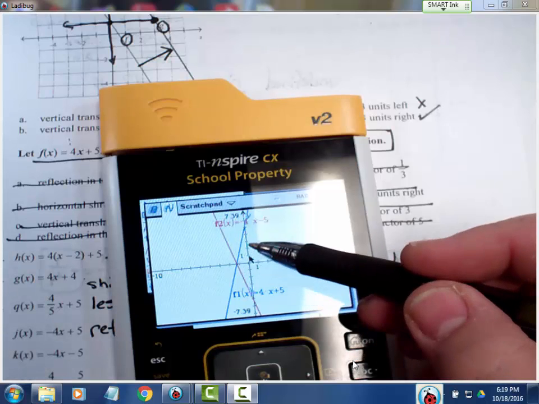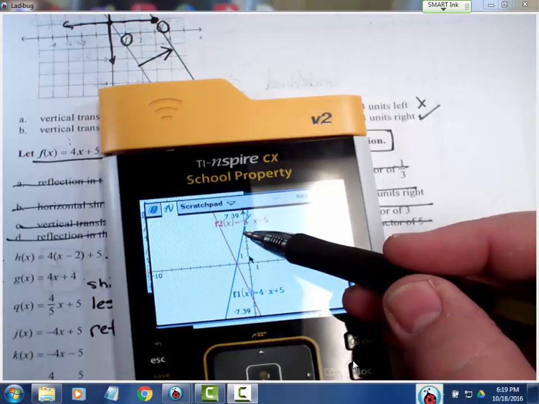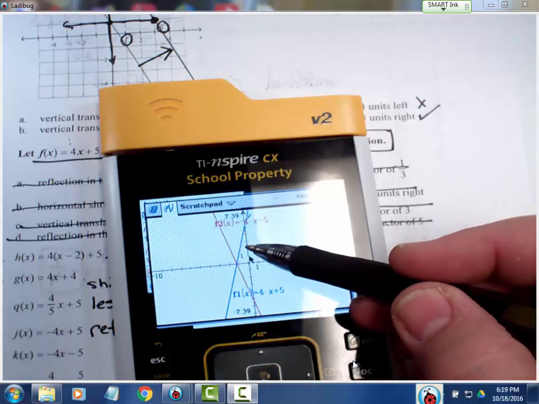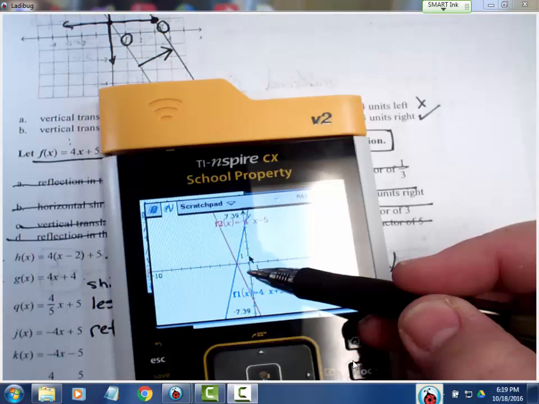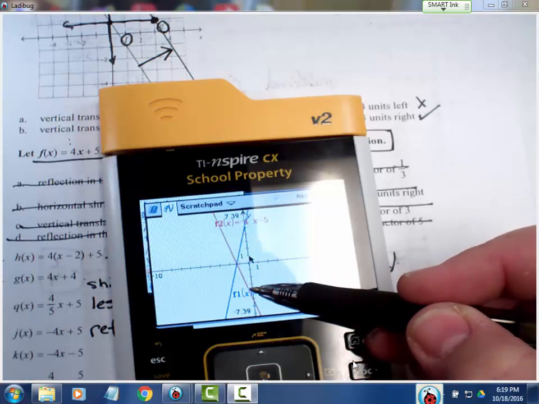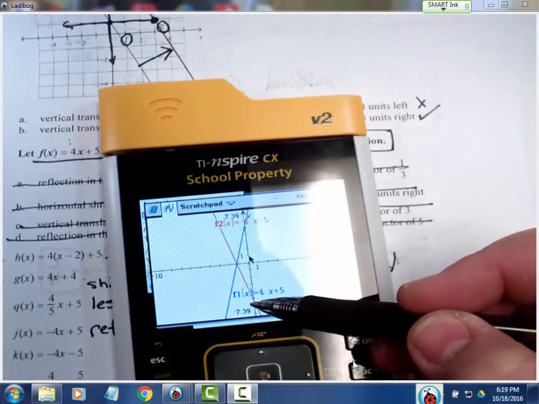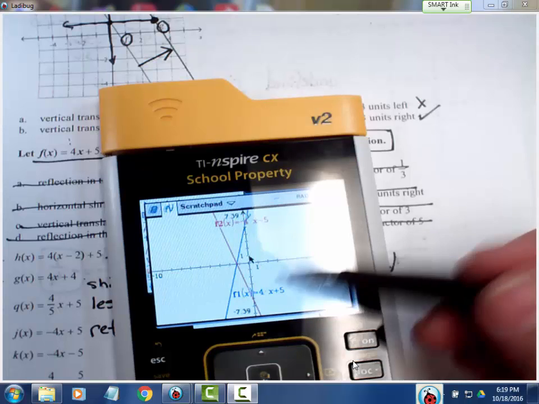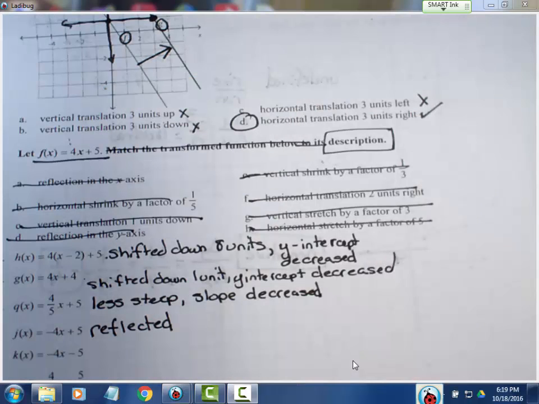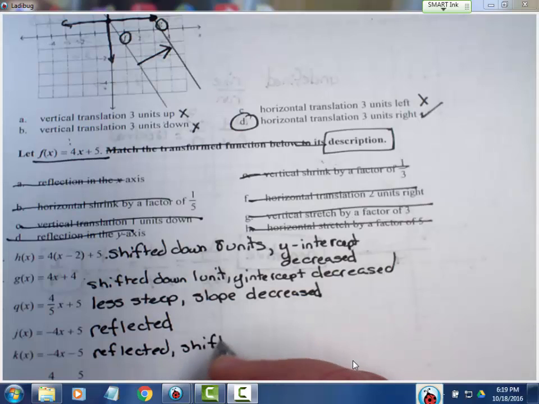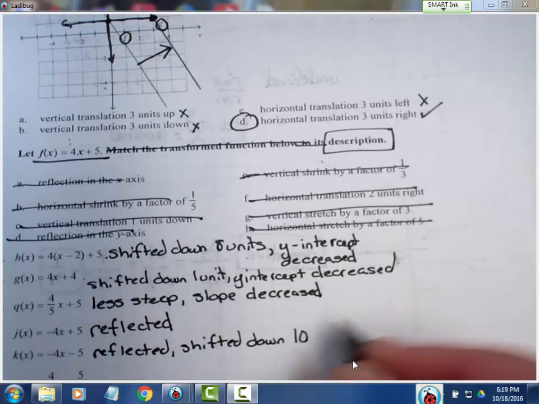Let's see, where's it going through? No, it's going through there. 1, 2, 3, 4, 5, 6, 7, 8, 9, 10. So it shifted down 10 and reflected. So I just write reflected, shifted down 10. You could also say that the y-intercept decreased.